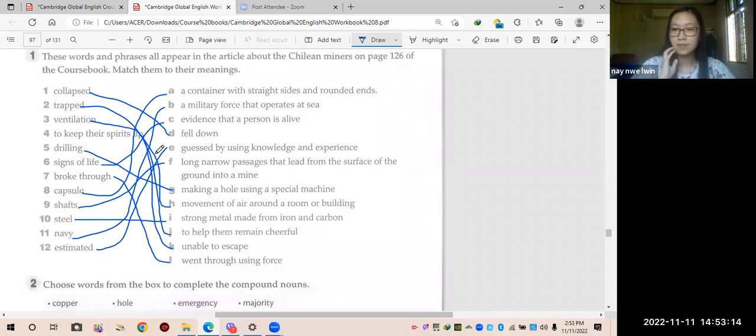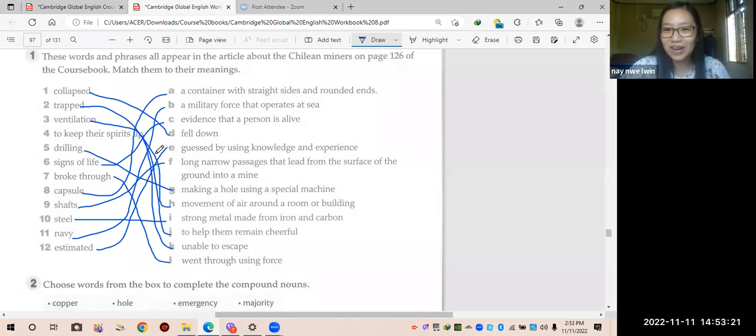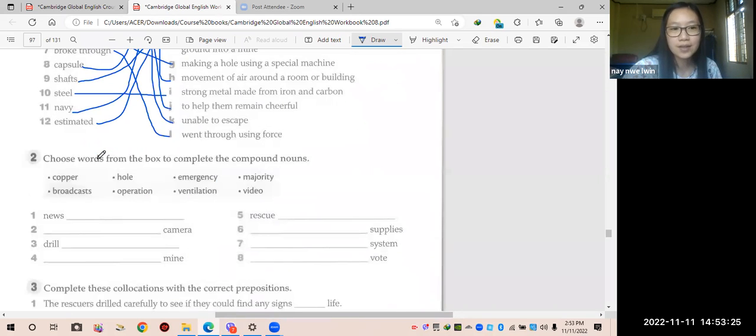So did you get all the answers for number one? Yes. Are you sure you didn't look back at the coursework or dictionary? No. Okay, so let's move to number two now. Choose words from the box to complete the compound noun. So compound noun again, right? So we have to make the compound noun by using the words here.